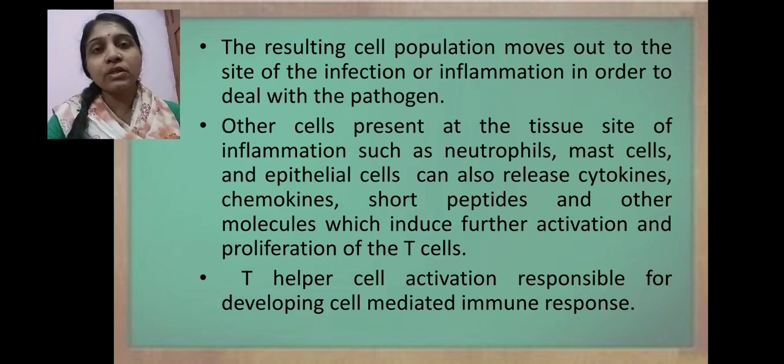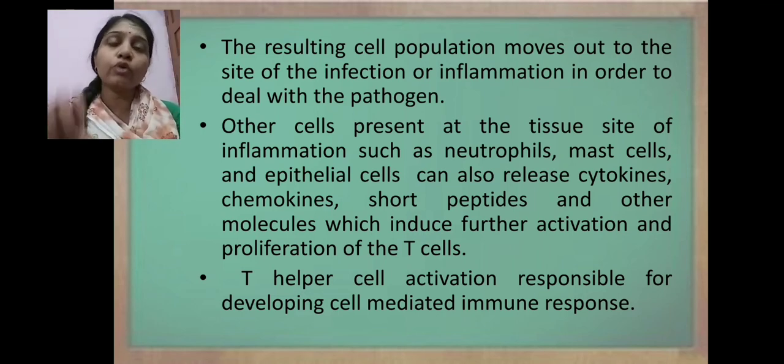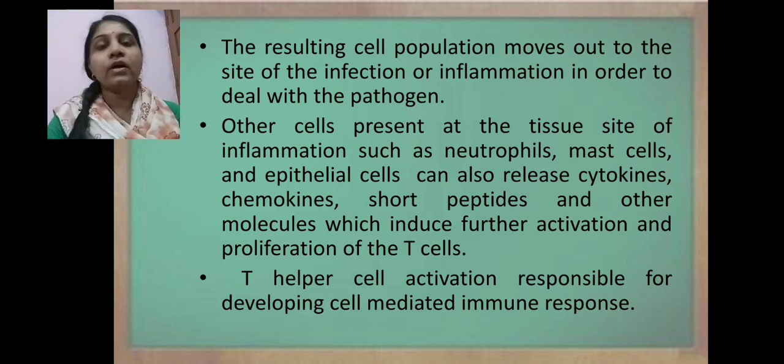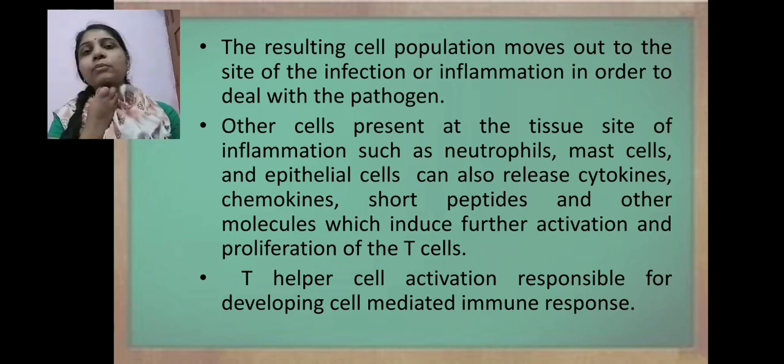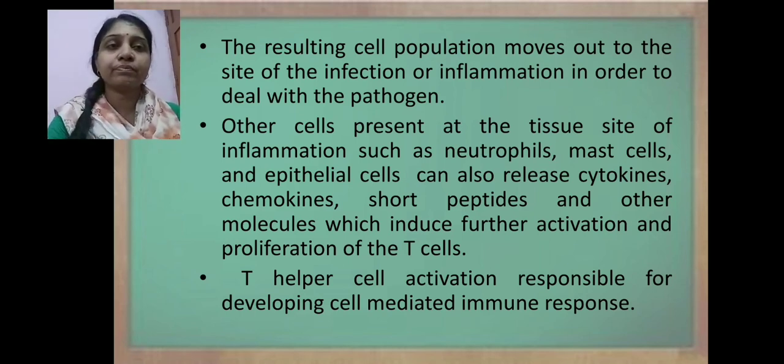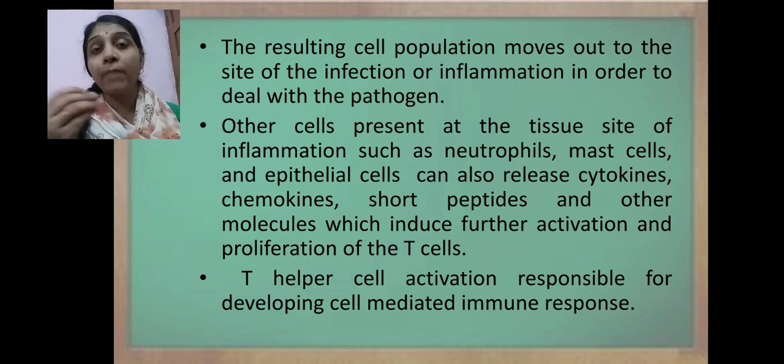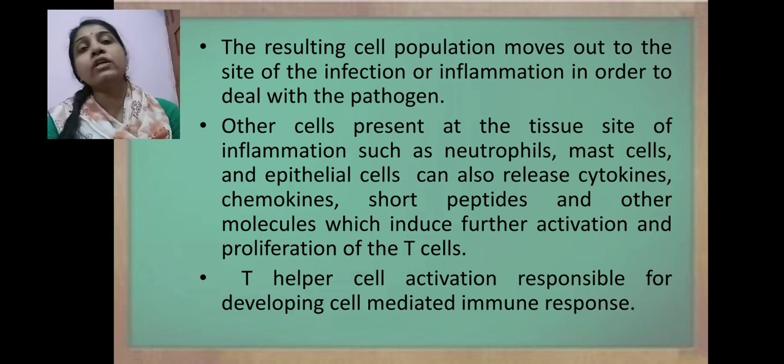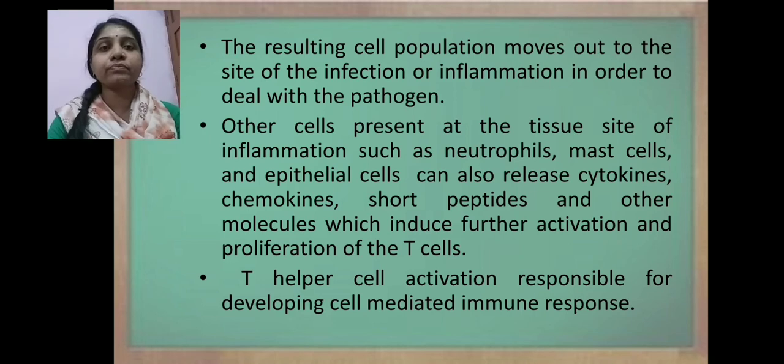Now the other types of cells also get activated due to the secretion of cytokines, either by cytokines secreted by the antigen presenting cell, or some of the cytokines secreted by the T lymphocytic cells. There is the aggregation of neutrophils, mast cells, and epithelial cells. Again, these also secrete cytokines. Then the antibodies also get saturated within that site, and these again induce the further activation and proliferation of the T lymphocytic cells.